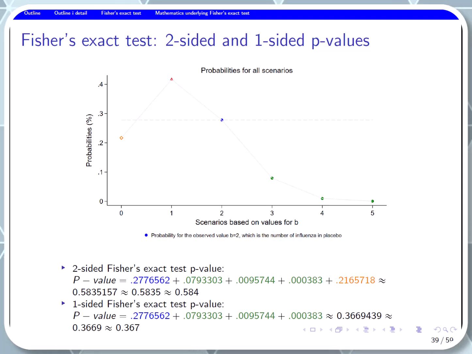For the one-sided Fisher's exact test p-value, we only add the blue probability and the 3 gray probabilities. It's roughly equal to 0.367.